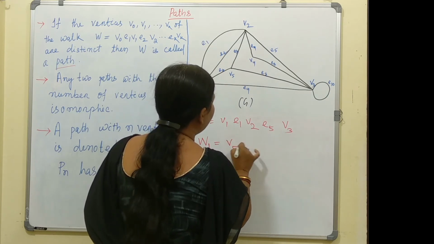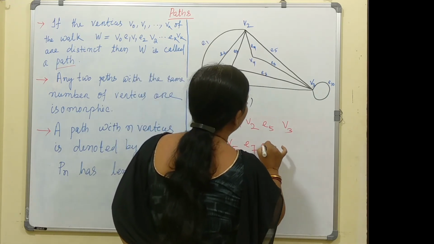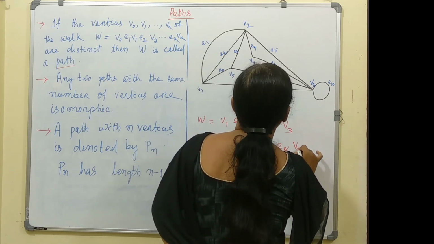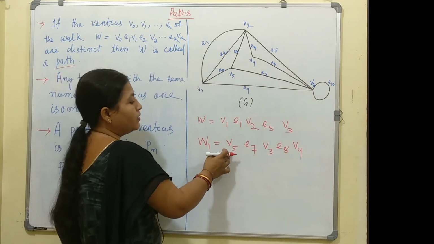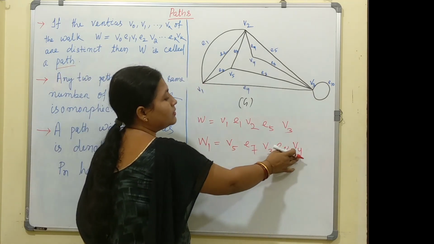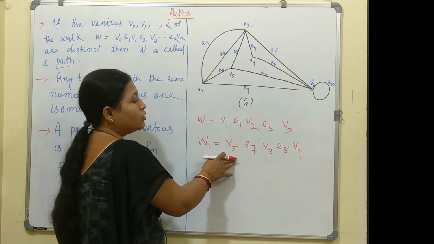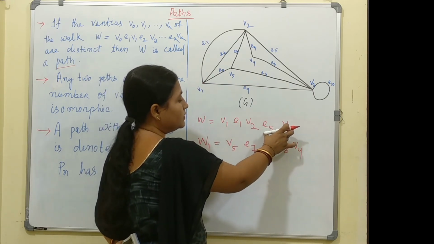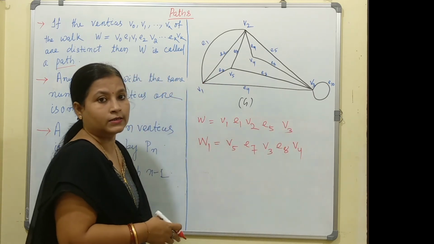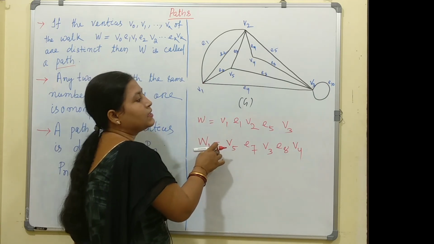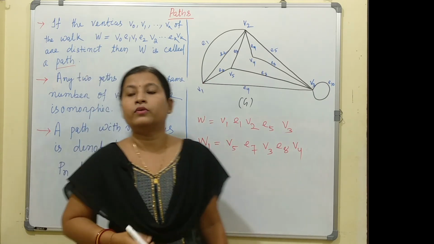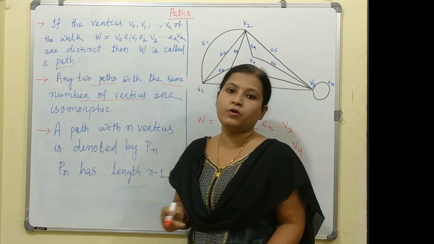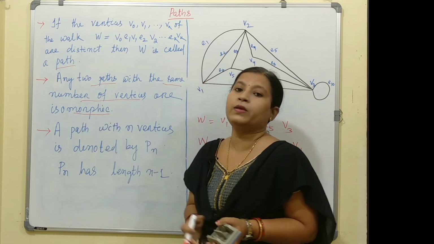W1 is V5, E7, V3, E8, V4. So W1 is a walk and the vertices are not repeated, and it is also called a path. So this has 3 vertices, and here also 3 vertices. So these two paths are isomorphic paths. Two paths having the same number of vertices are called isomorphic paths.